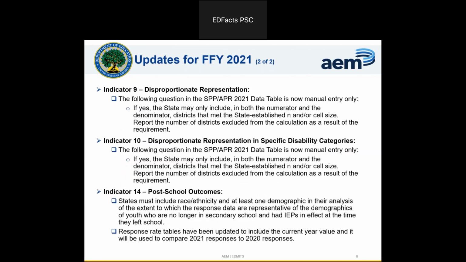Continuing on, we have some changes for indicator 9. We've updated the following question in the SPP APR: the 2021 data table is now manual entry only. That question is, if yes, the state may only include in both the numerator and denominator districts that met the state established N and/or cell size. Report the number of districts excluded from the calculation as a result of the requirement. That also goes for indicator 10 as well. The same question will be manual entry only.